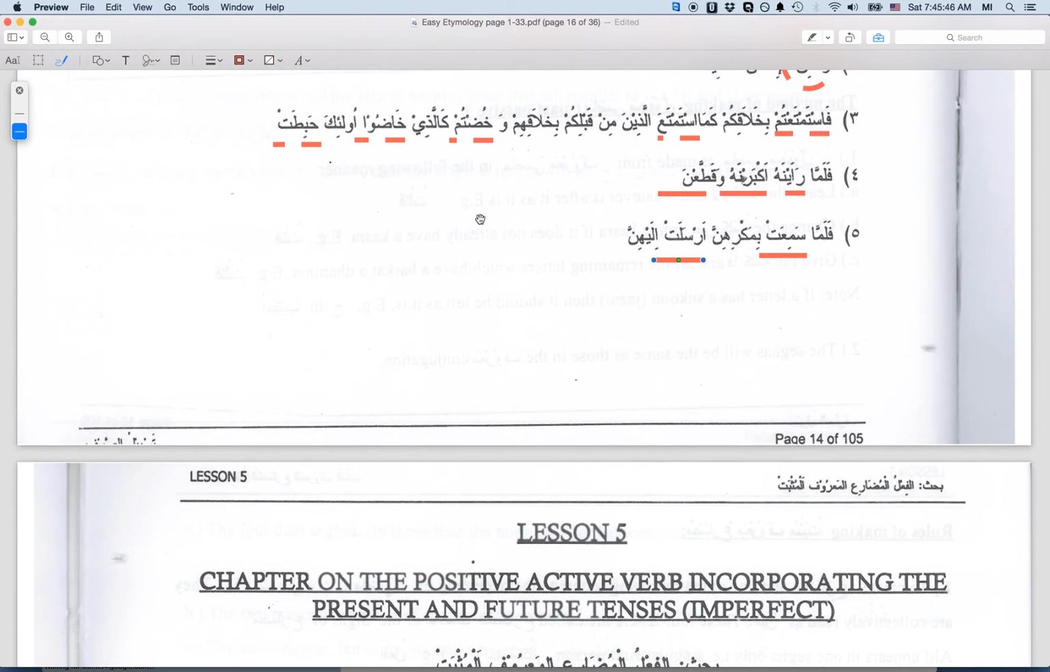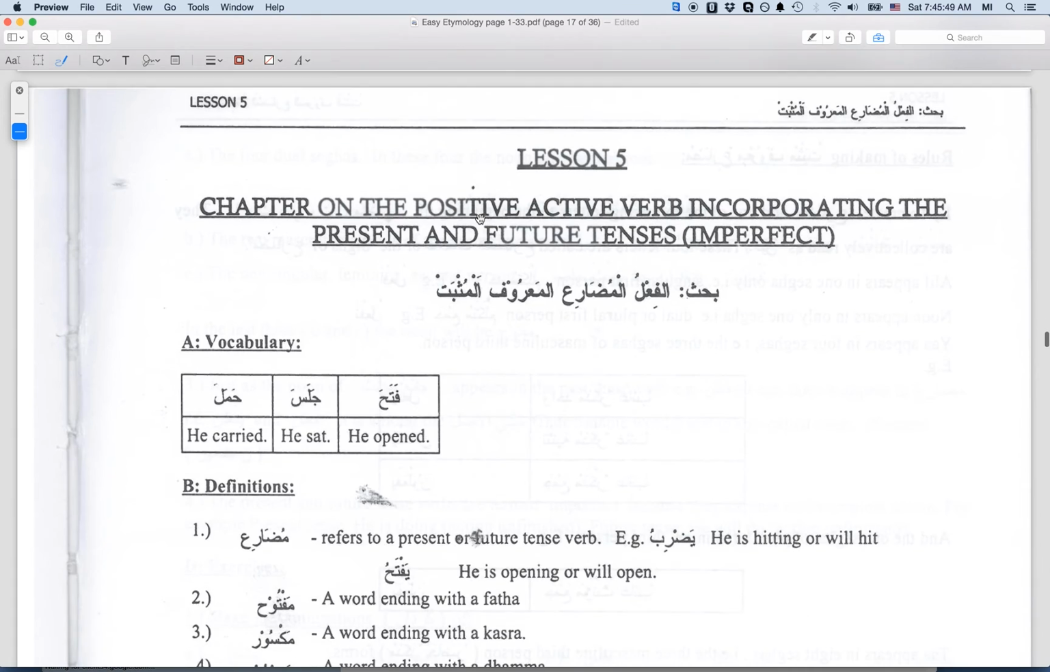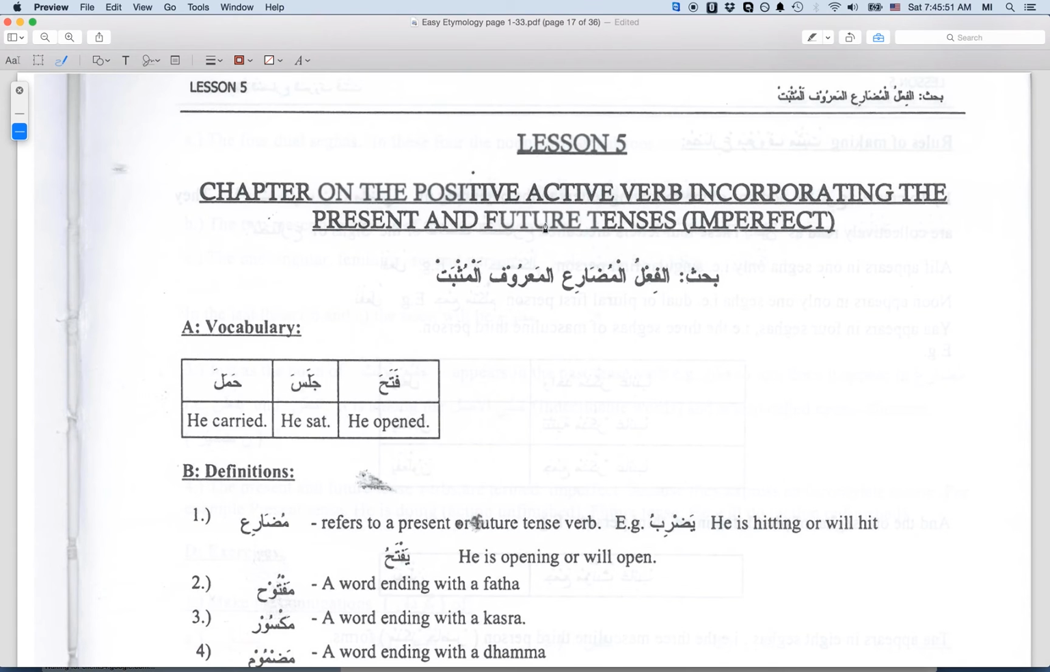So that is the end of lesson 4. Lesson 5, chapter on the positive active verb incorporating the present and future tense imperfect. بحث الفعل المضارع المعروف المثبت. So let's translate this instead of reading the English. فعل المضارع, the present tense and future tense. المعروف, something that's known. مثبت, that's being positive, something that's positive that will happen.